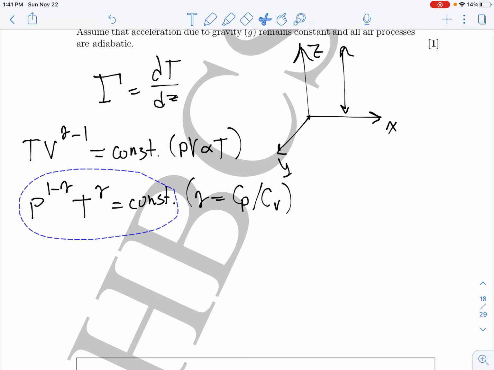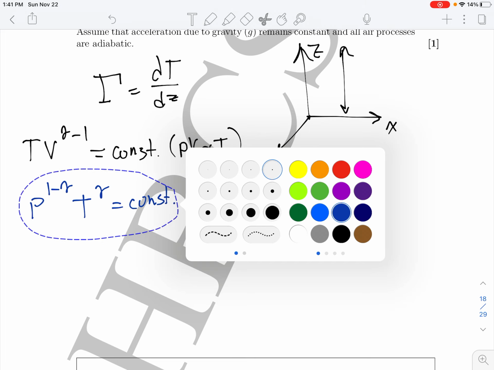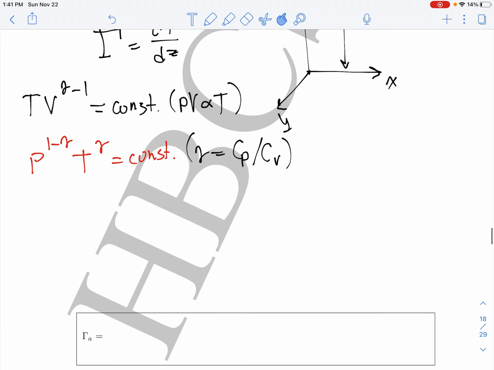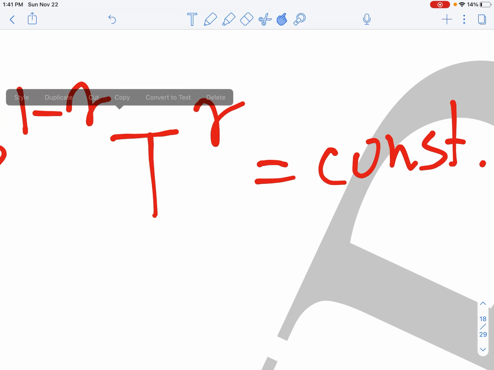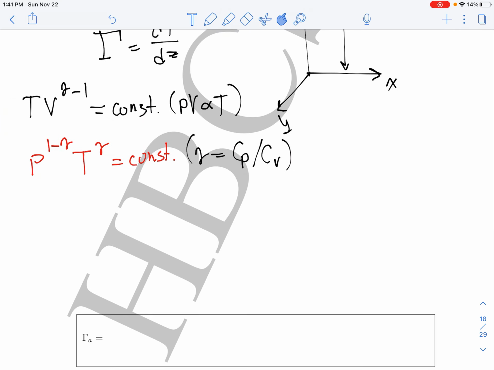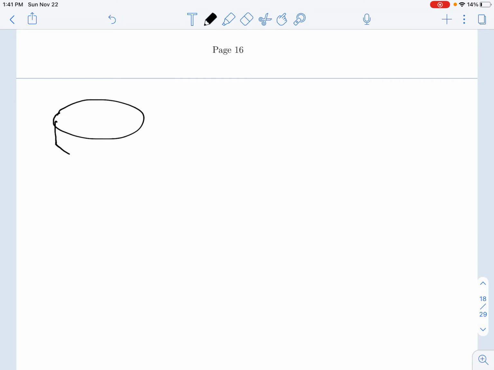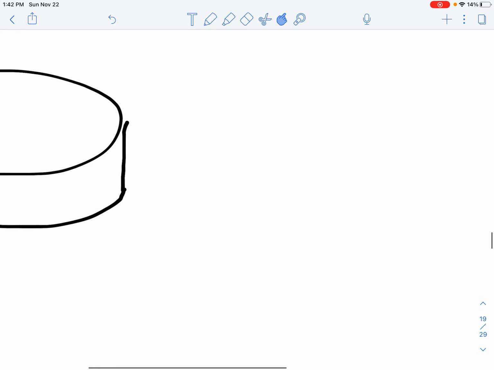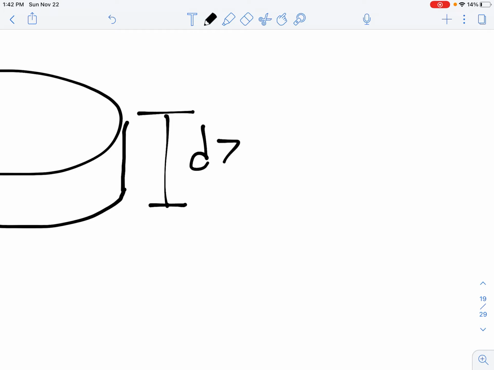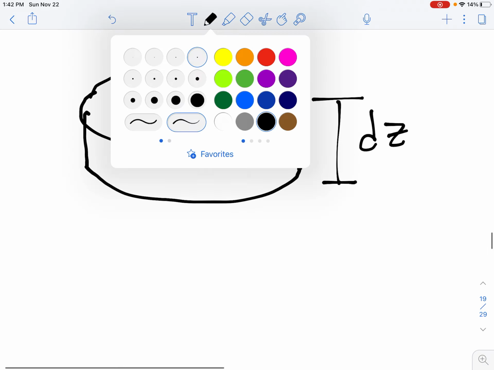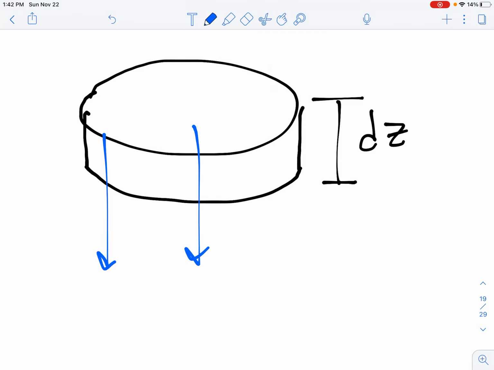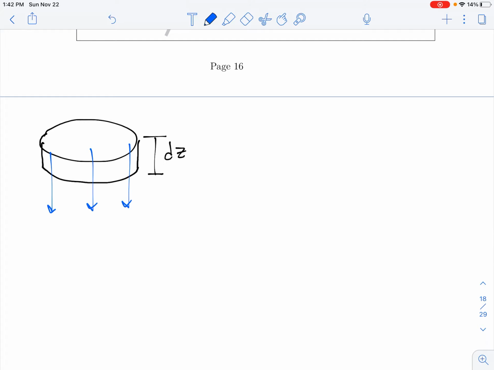Let me just make this another color just for visual sake. Yeah, red seems nice. This is going to be one of our main things that we need to know in this solution. Alright, another thing. Let's consider a small strip in the atmosphere that is cylindrical like this, and it has a very small width of dz. We're going to say that there are forces of gravity acting on this small cross-section of the atmosphere.